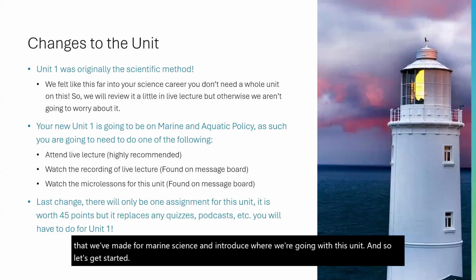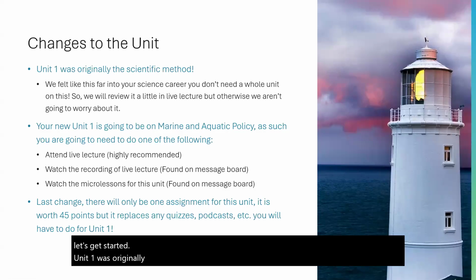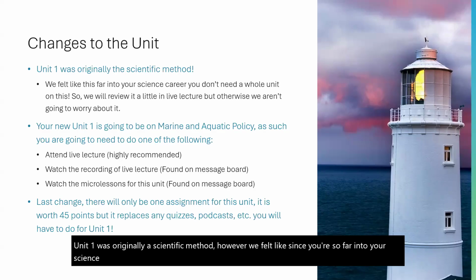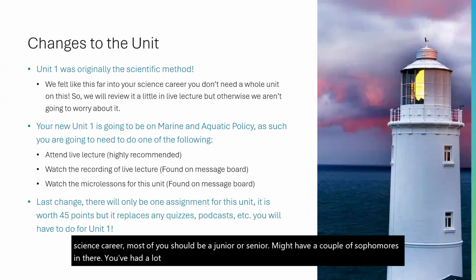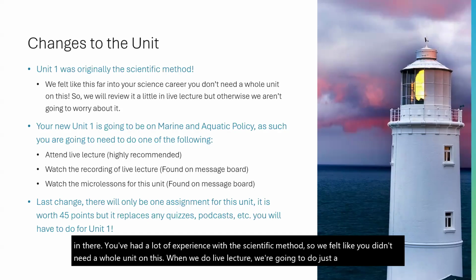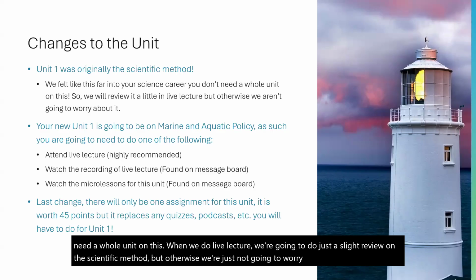Unit 1 was originally scientific method. However, we felt like since you're so far into your science career, most of you should be a junior or senior, might have a couple of sophomores in there, you've had a lot of experience with the scientific method, so we felt like you didn't need a whole unit on this. When we do live lecture, we're going to do just a slight review on the scientific method, but otherwise, we're just not going to worry about it. We're going to assume that you know it.